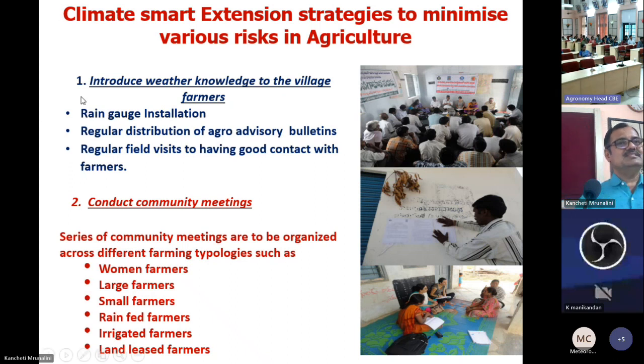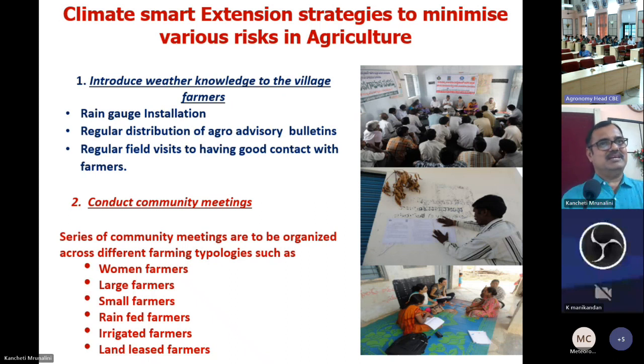For that, we have to install one rain gauge in the village. We have to mobilize the farmers and educate them how to measure the rainfall and how to apply that rainfall information in the different farm operations. So very frequently, we have to visit and train. We have to involve the farmers in measuring the rainfall in the village itself. Like that, regular field visits are required. And for the agro advisories, we have to give the forecast. You arrange one register, and they measure the rainfall in the village using the rain gauge.